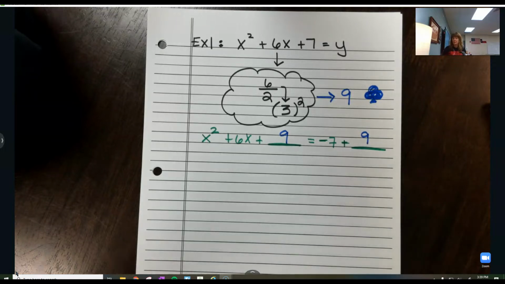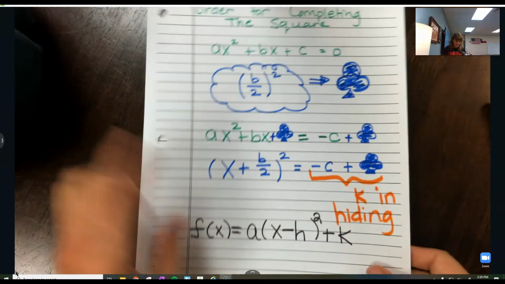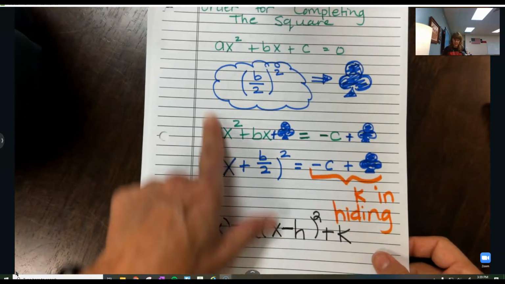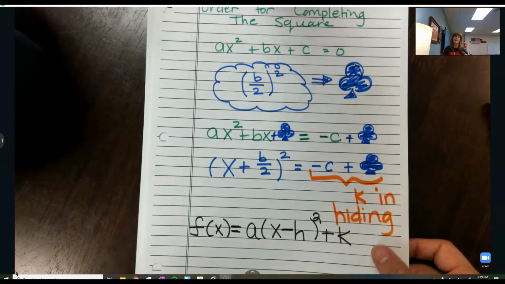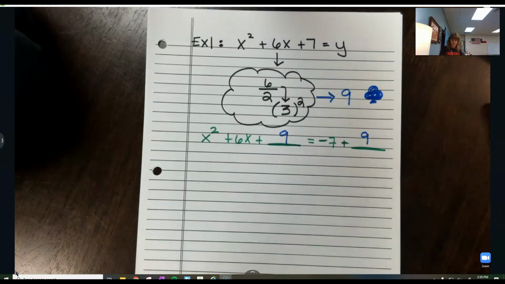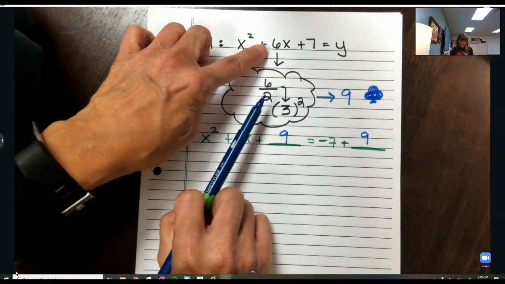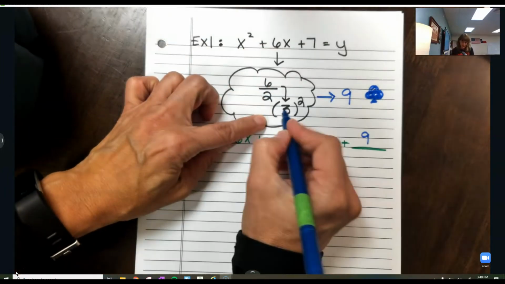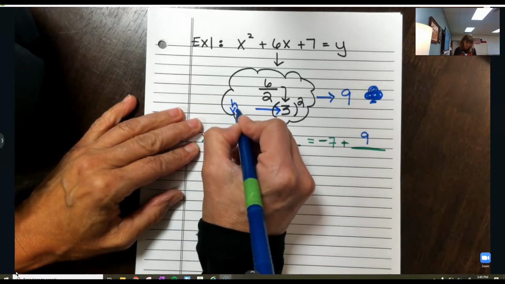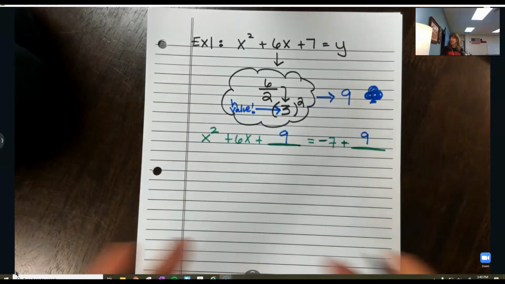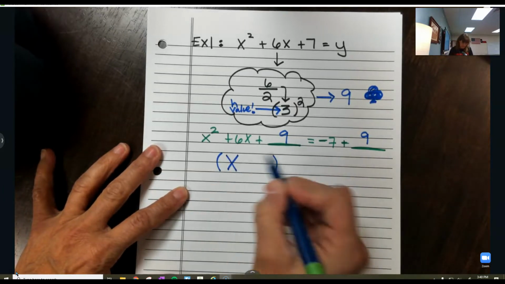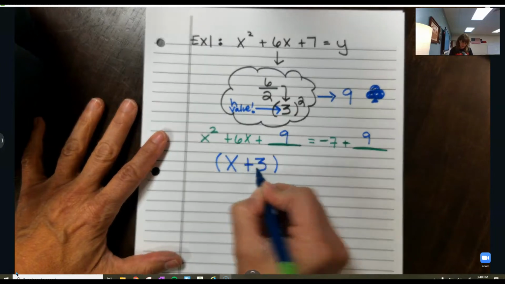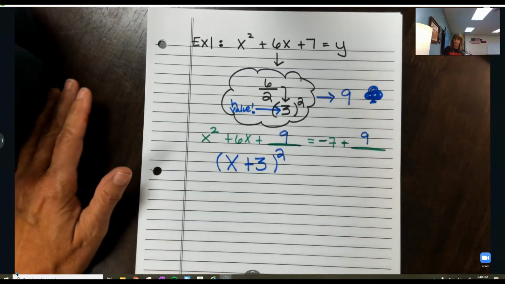So now that we're at the third step, let's think about what happens next. What happens next is we actually go back to our cloud. That's why it's important that you draw a cloud with me. We go back to this value. We need that because the h is hiding out in there. The h for the vertex. So remember when we took the 6, we slashed it in half and we got that 3. That's the h value. So we got to go put that in parentheses. So this is going to be x plus 3. And remember, it's squared because it's a quadratic.